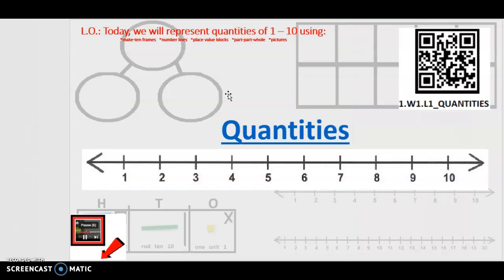Here we have some new words, and that new word for us is quantities. Quantities is a fancy way of saying an amount of something. That's all it is. So we're going to represent quantities. You're going to show me the amount. Easy as that.